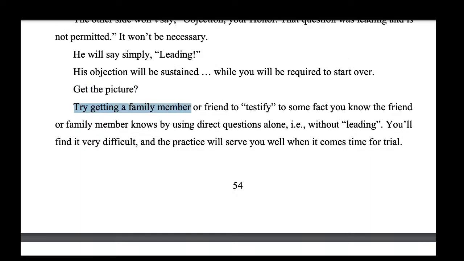Try getting a family member or friend to testify to some fact you know the friend or family member knows by using direct questions alone. An example, without leading. You'll find it very difficult. And the practice will serve you well when it comes time for trial.